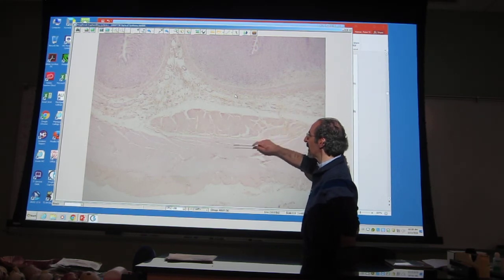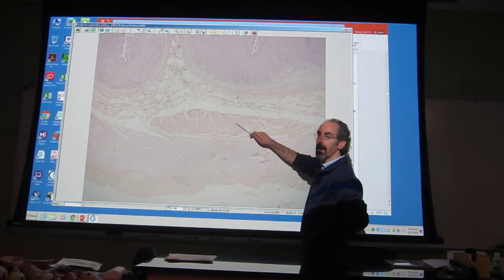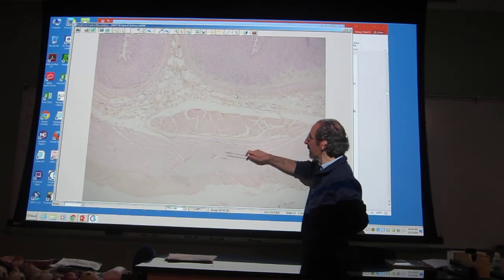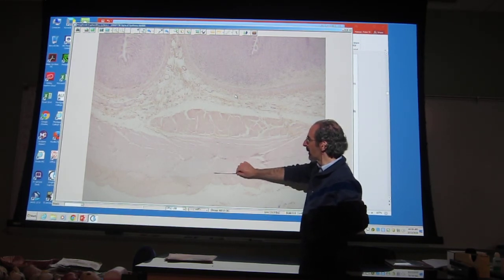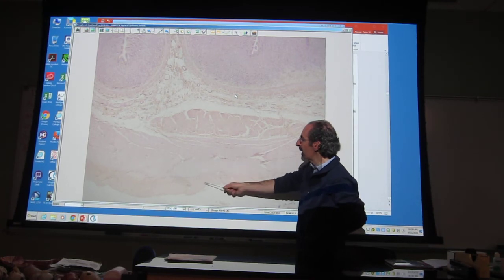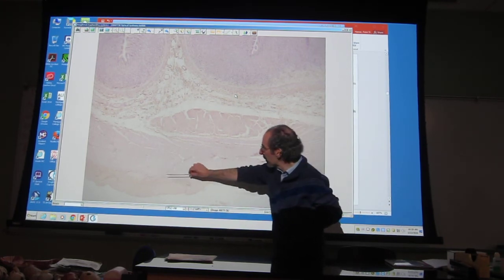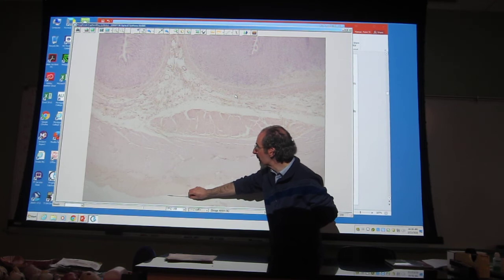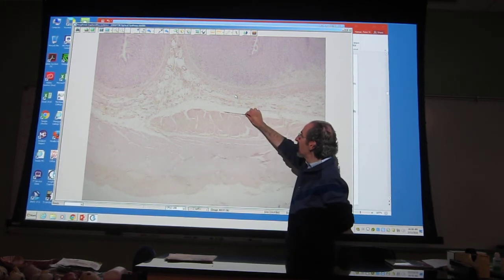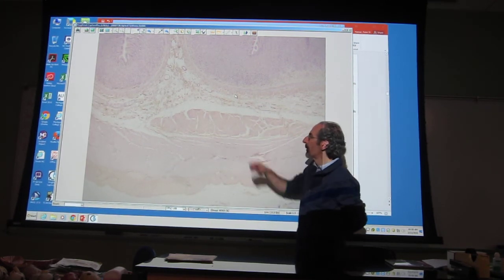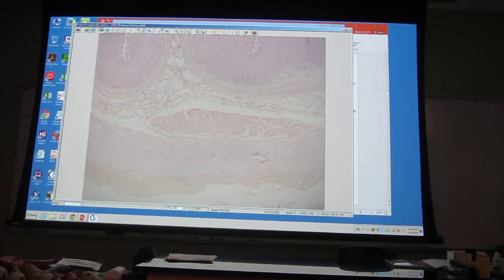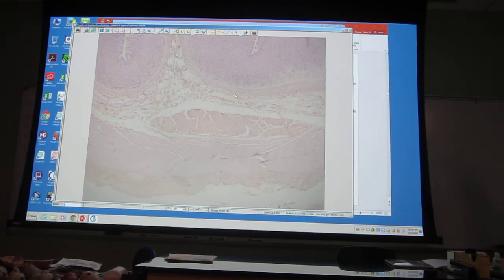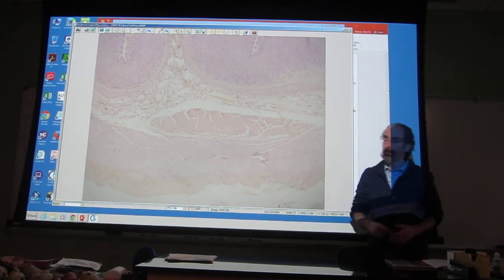So all of this wispy tissue here is submucosa, and then you have three layers of smooth muscle. The inner oblique layer, the middle circular layer from here to here, and then the outer longitudinal layer from here to here. And then finally, you have a layer of serosa at the bottom.